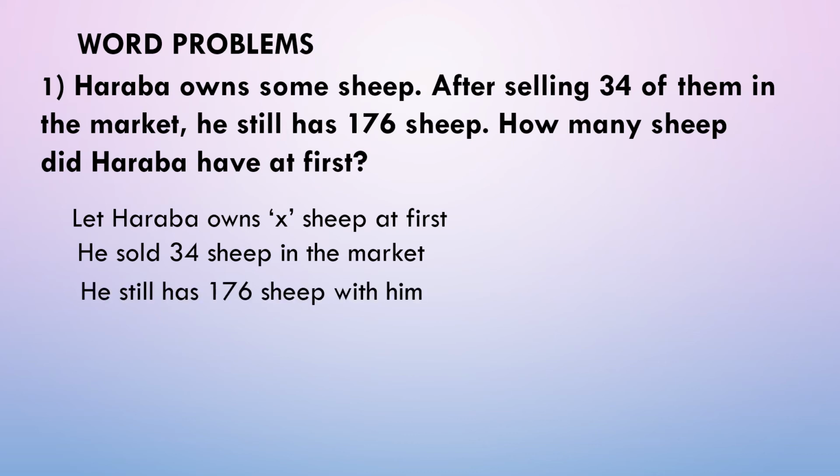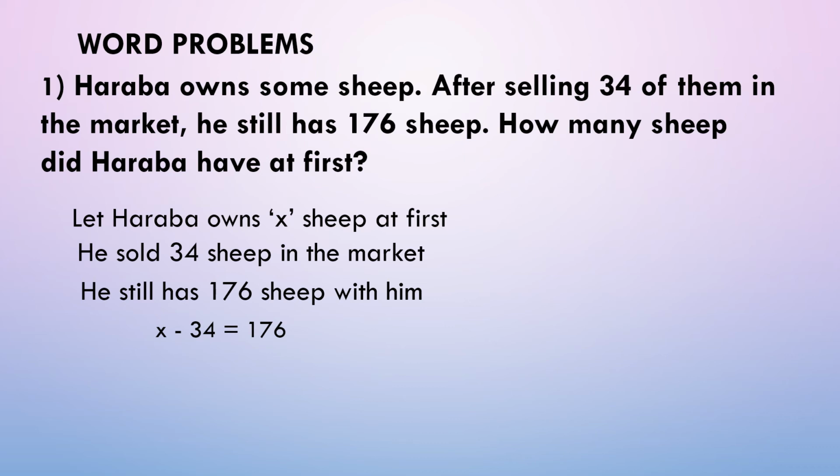So let us form the equation now. Harappa owned x ships, so x. He sold 34 of them in the market, so minus 34, and he still has 176 ships with him, so it's equal to 176. So this is the equation form here. Now we have to solve the equation. x minus 34 is equal to 176. Here x is a variable. You have to find the value of x here.